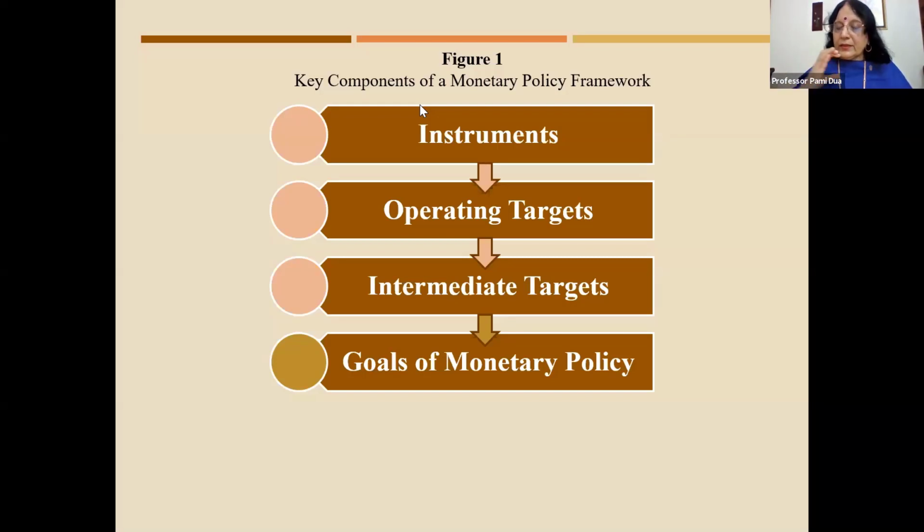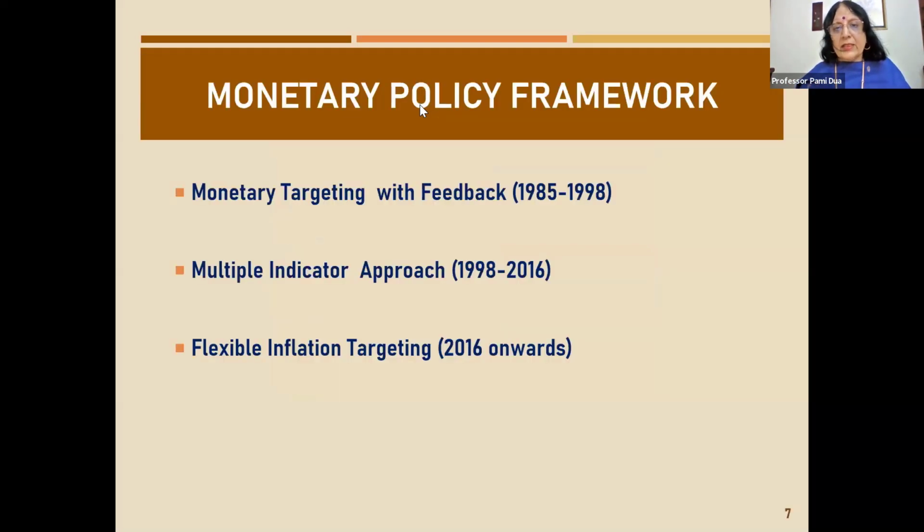Then after that comes intermediate target. We're getting closer and closer to the goals of monetary policy. Intermediate target would be something that takes us straight to the goals of monetary policy. Intermediate targets would be things like broad money, or the entire spectrum of interest rates, and all that takes us to our final destination of the goals of monetary policy. Within this framework, we will study the three monetary frameworks that we have had since the mid 1980s, starting with monetary targeting with feedback.